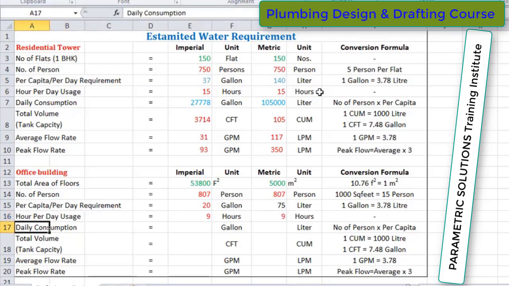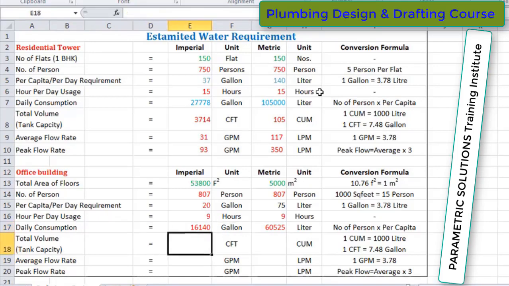So according to the number of persons times the per capita per day usage requirement, I will calculate the daily consumption. The number of persons is 807 multiplied by the per capita per day requirement of 20 gallons, so that will be 16,140. The same here, I'll mention 807, the total number of persons, multiplied by 75 liters, so 60,525 liters is the daily consumption in liters.